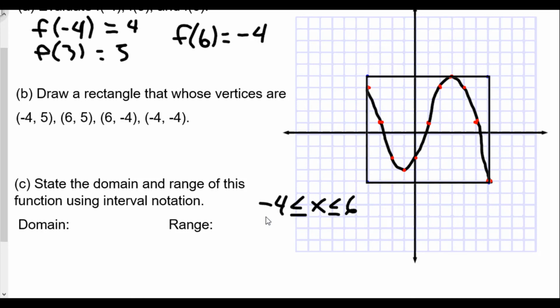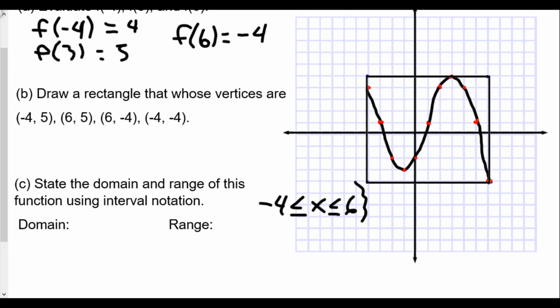Interval notation is unlike set builder notation. Set builder notation will look something like this: x such that. I think it should be this way. In any case, I think it was perfectly fine before.